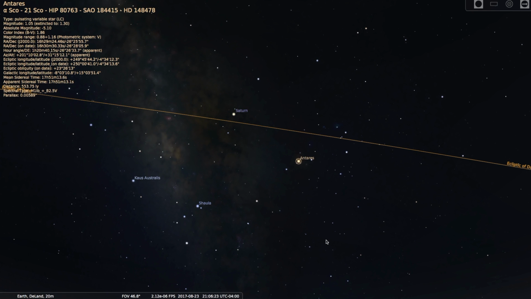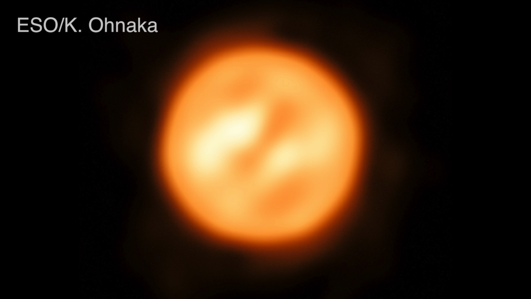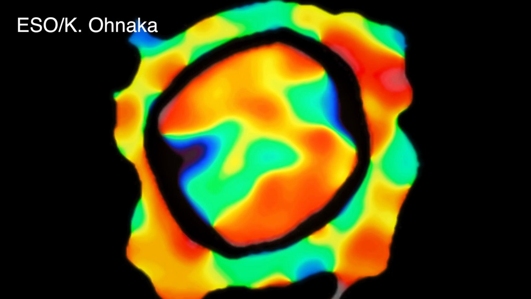And just this week, astronomers released remarkable images of this amazing star. This is the most detailed image ever taken of a star other than our Sun. The individual features on the surface of the star can be seen. Also this week, astronomers from the European Southern Observatory released a map of the motion of the material across the surface of Antares. This shows unexpected turbulence in the huge extended outer atmosphere of Antares.